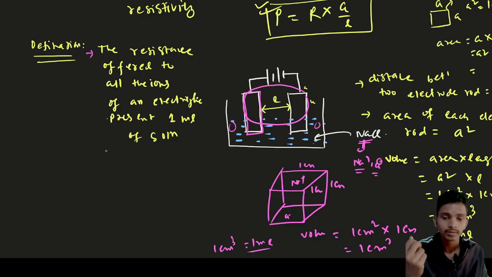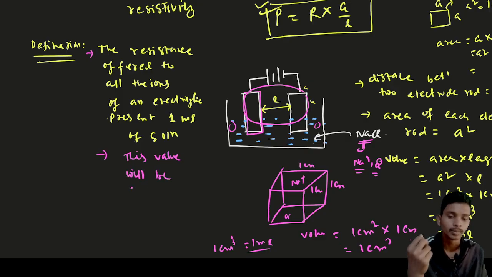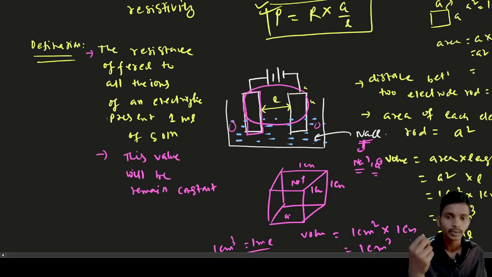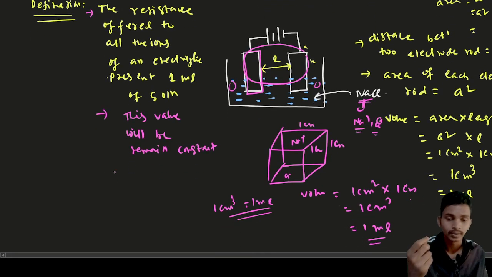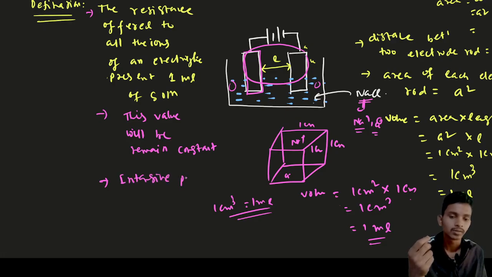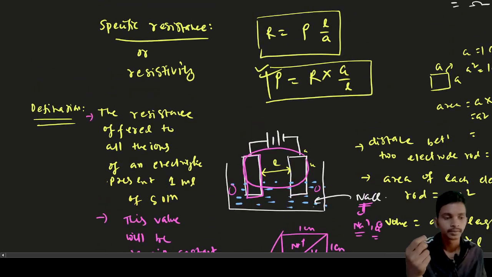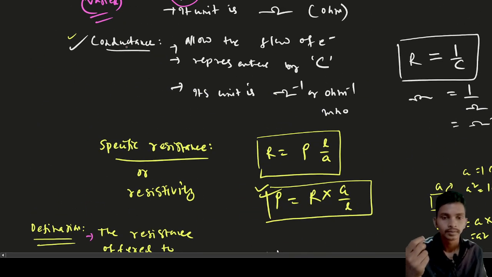So this value will remain constant. That's why we say this is specific resistance, or we can say this is an intensive property. And this is an extensive property.